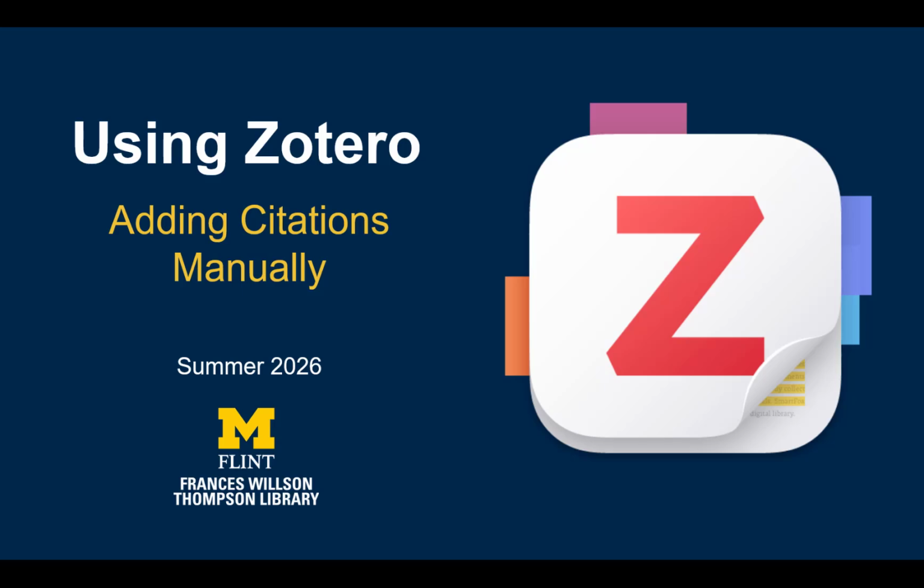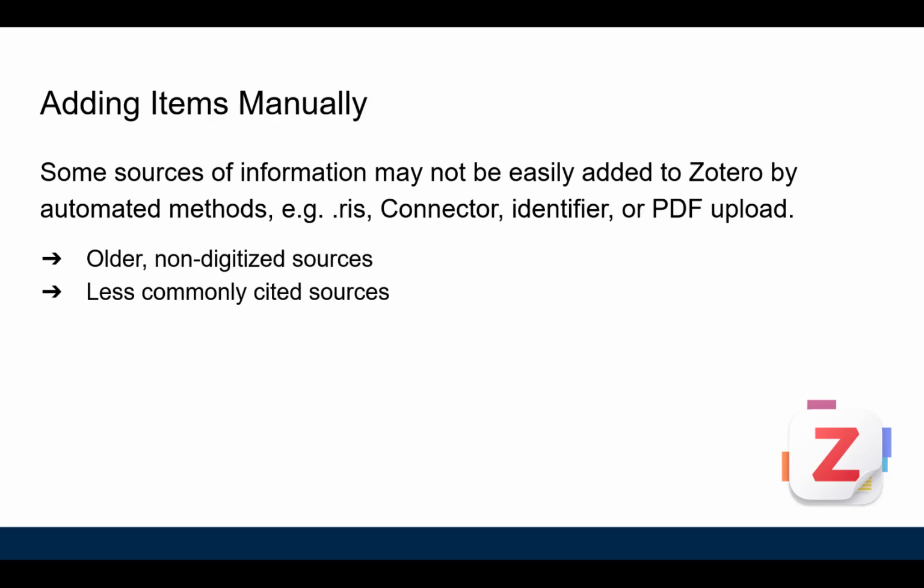Welcome to this tutorial on adding citations manually to Zotero. So most of the sources you use in research are going to be easily added via an RIS file, the connector, an identifier, even uploading a PDF. But there are going to be some sources that don't really work with this automated method.